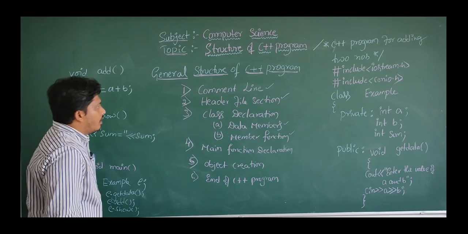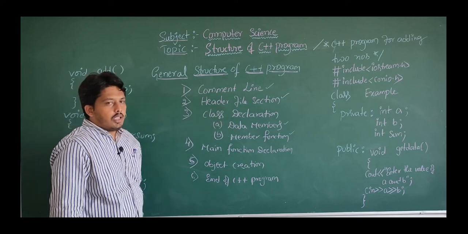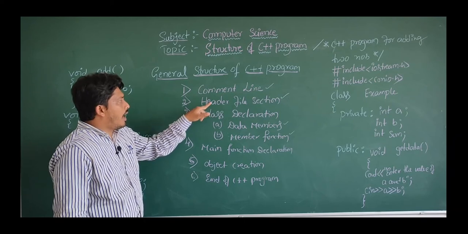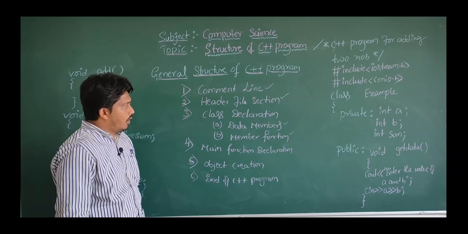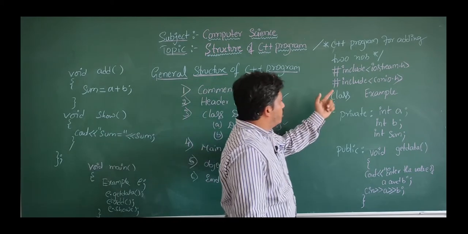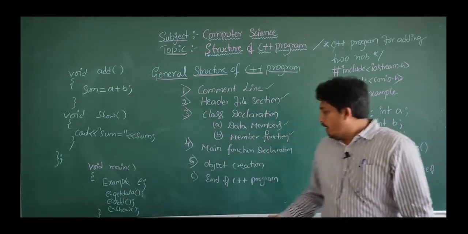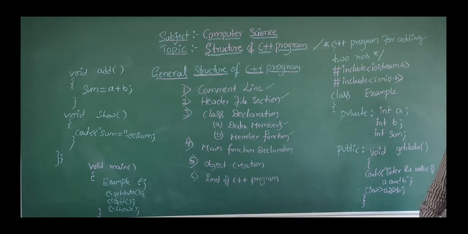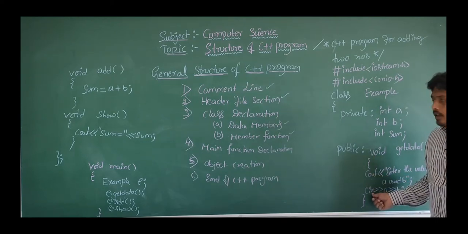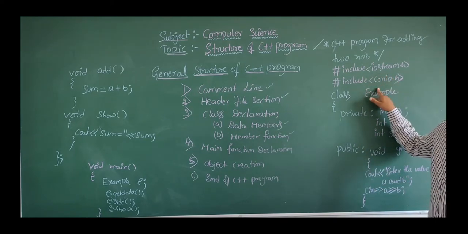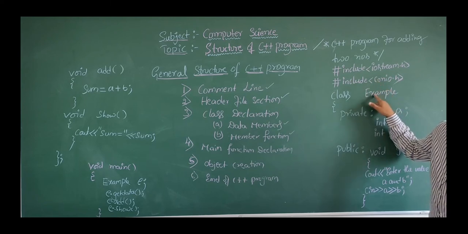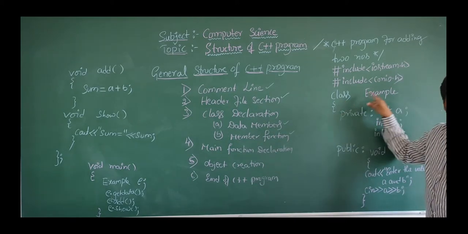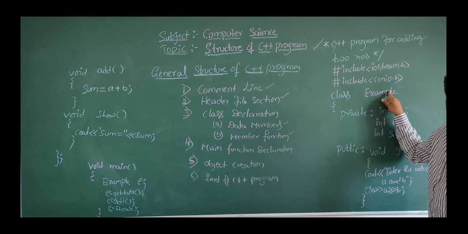Okay. In the general structure, we have written a comment line by using a slash and multiplication symbol. Then we have written the header file section, hash include iostream, hash include conio. The purpose of using iostream and conio is that if you write cout and cin statements, the meaning of cout and cin is present in the iostream and conio headers. Therefore, we are using header files in our program. Okay. Then we have the class declaration. By using the class keyword, you can give any name. It is an identifier or user choice. You can give any name.